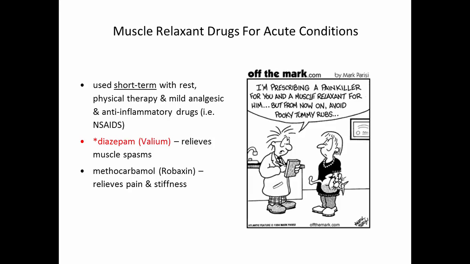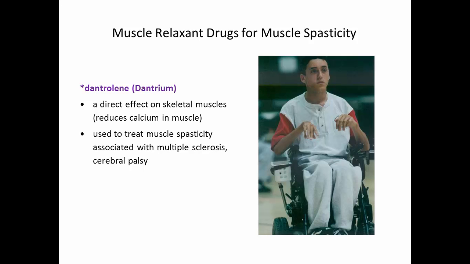Methocarbamol, which is the active ingredient in Robaxin, same idea. So if somebody has a very painful, stiff back and there's muscle spasms because they worked too hard or they tweaked something, then this would be a drug that could be used for the short term.